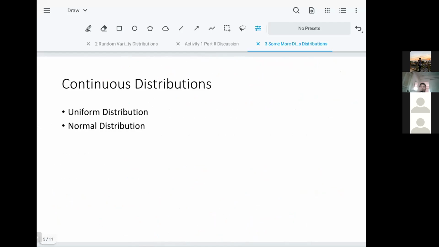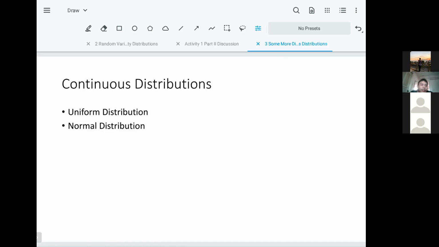Now, continuous distributions. We have two: uniform and normal distribution. Just as a preface, you need a bit of algebra and pre-calculus. You need to remember some of it, so don't be shy to tell me if you don't remember. But my assumption is that you remember a bit about those.